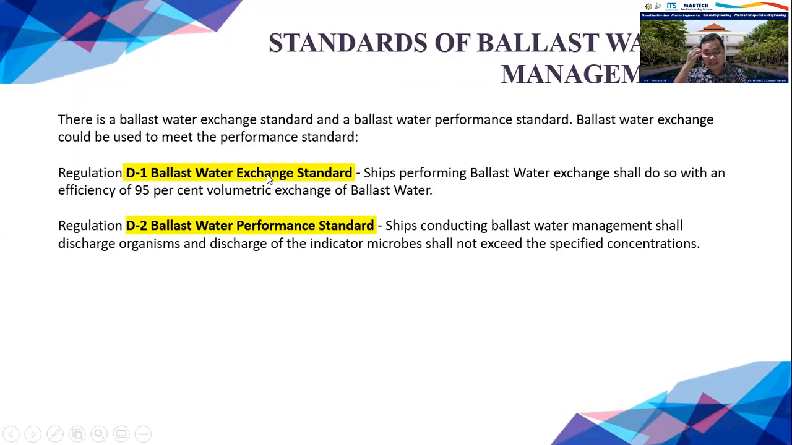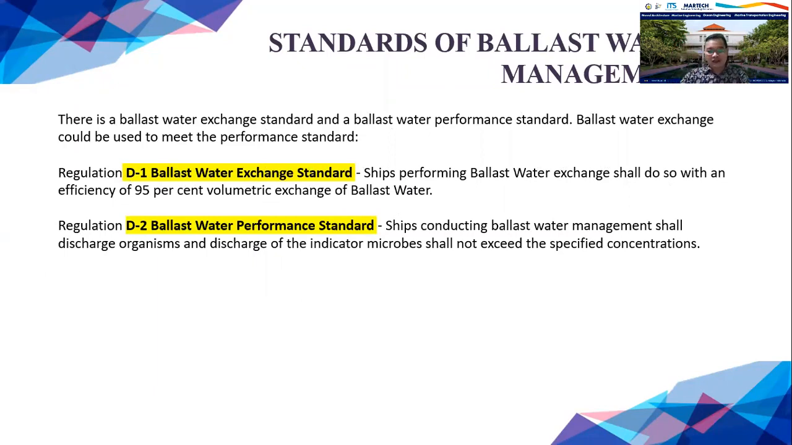So in the standard of ballast water management, there are some performance standards. Regulation D1 is the ballast water exchange standard. A ship performing ballast water exchange shall do so with an efficiency of 95% volumetric exchange of ballast water. So there is a requirement, right? The previous video said that it should be beyond 200 nautical miles, and in 200 meter depth of water.